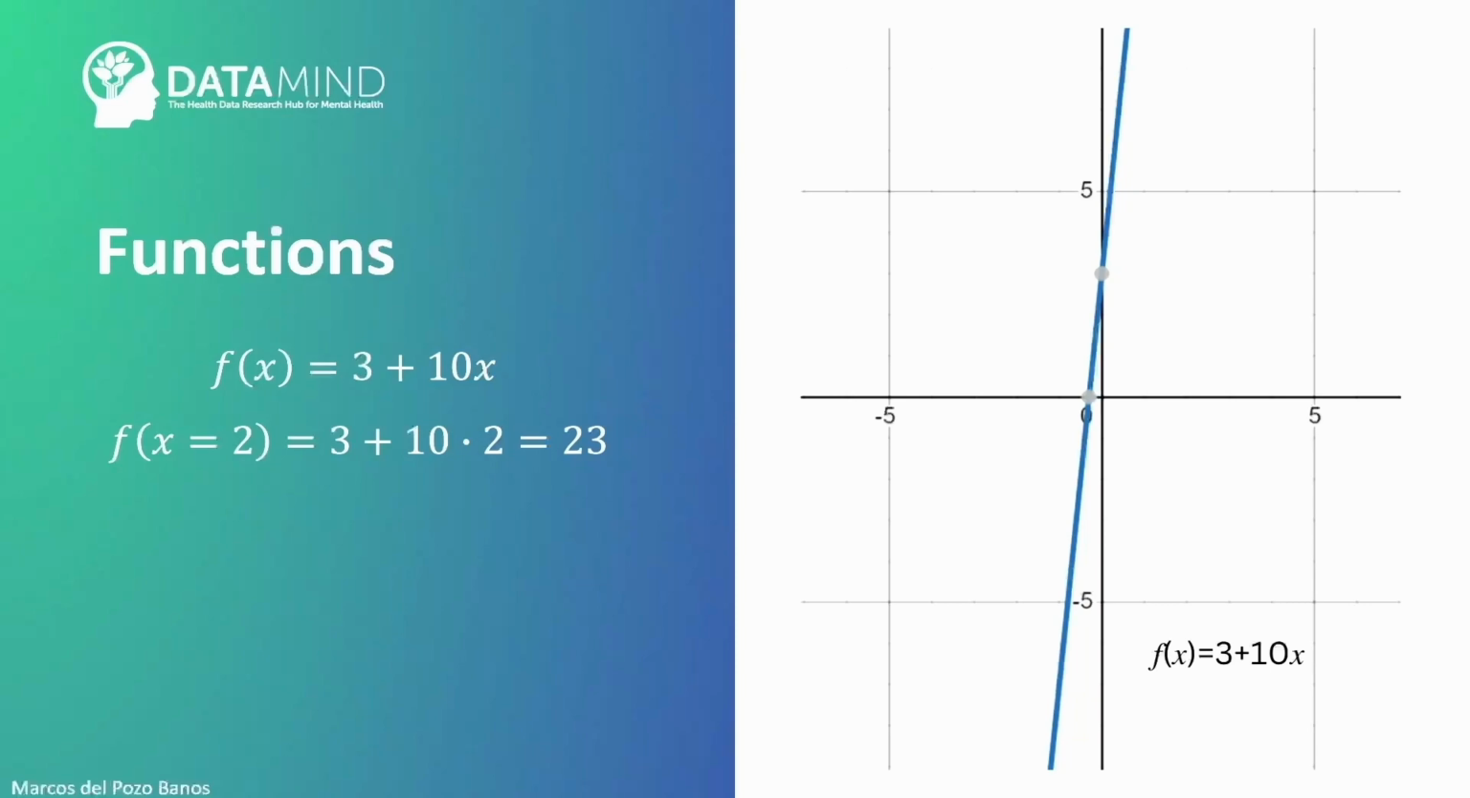Let's talk about functions now. A function represents a mathematical operation or a transformation. In the slide, you can see an example of f of x, where the resulting value of the function depends on the value of x. So if we assign, for example, the value 2, the output of f of x will be 23. And if we try all the different values, we can then represent the results graphically, as you can see on the right-hand side of the slide.